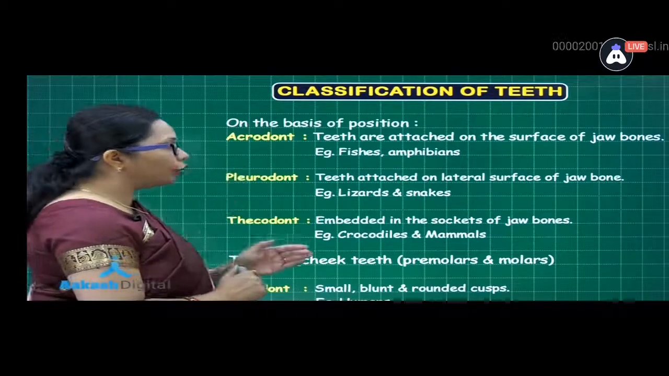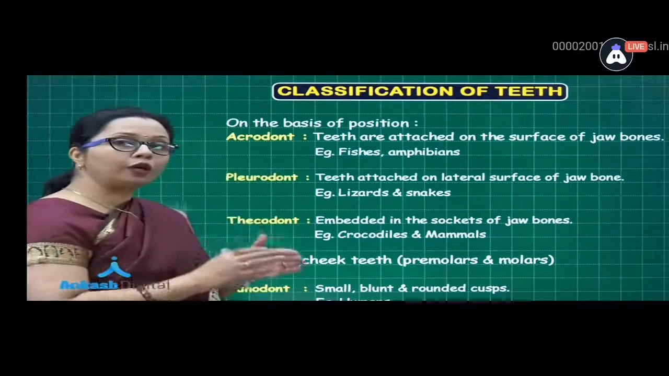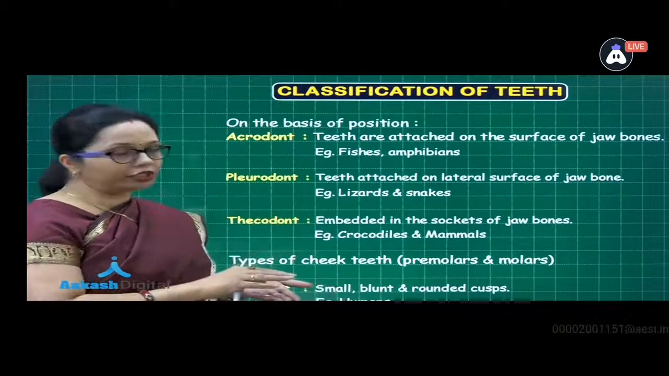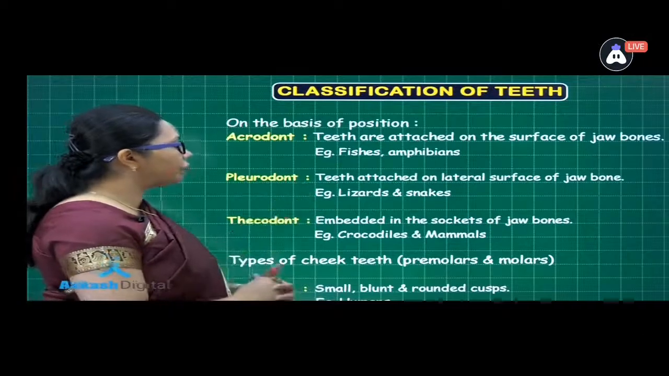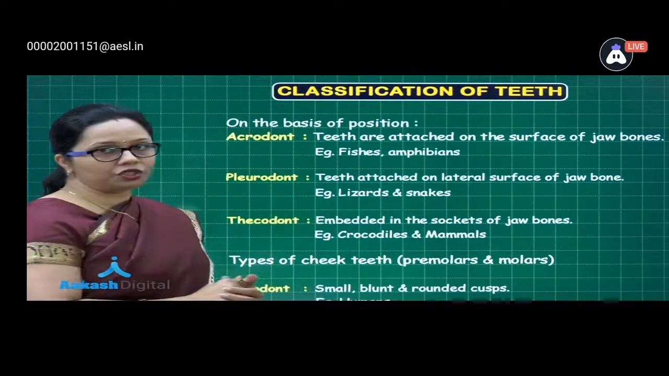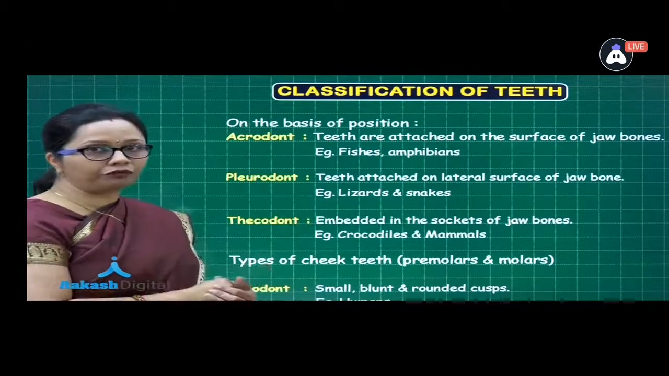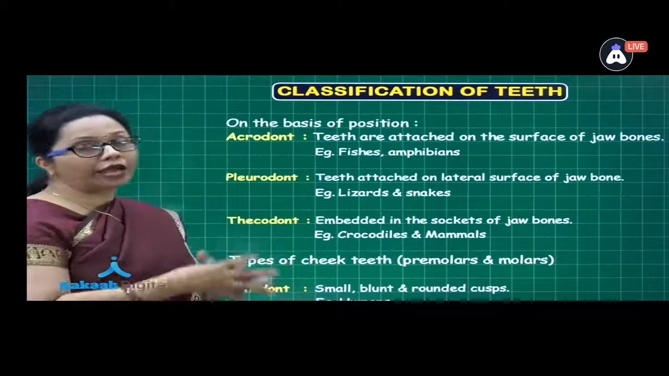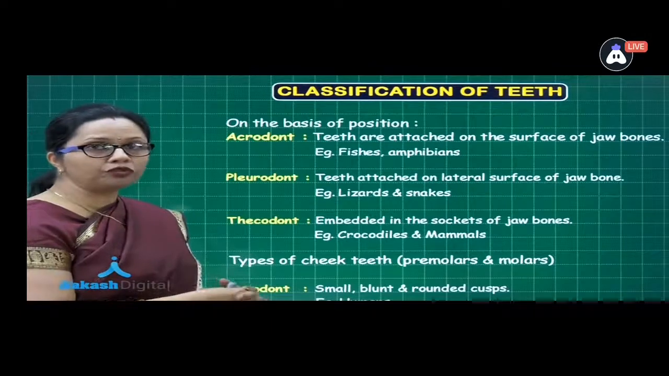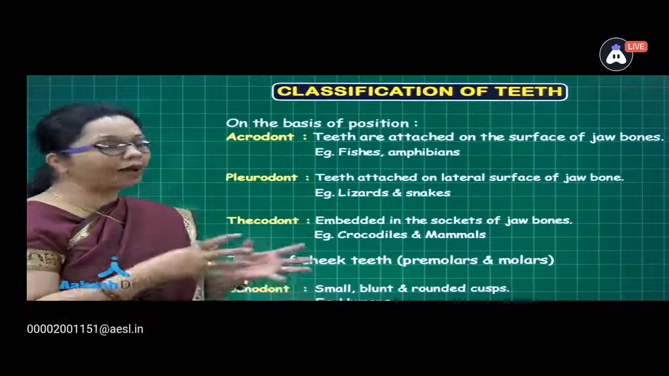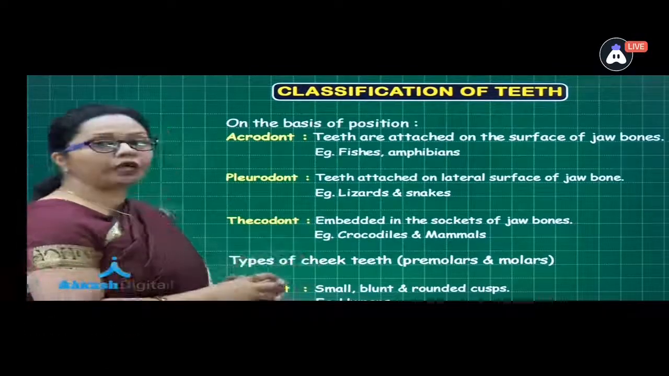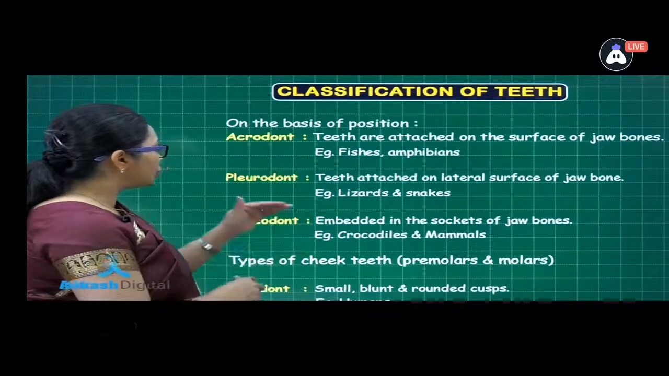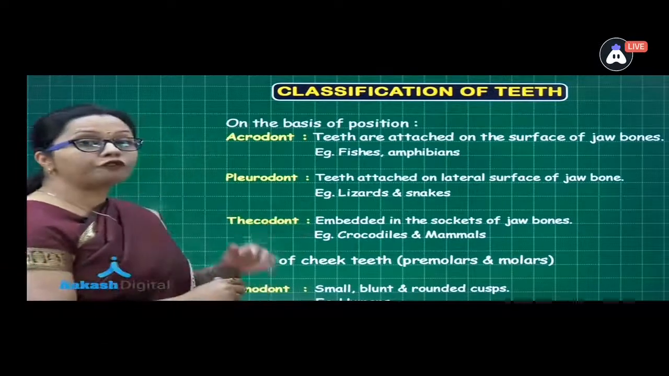The other one is pleurodont. Pleurodont teeth are also attached to the jawbone but from the lateral surface, not on the tip, and these types of teeth are found in lizards and snakes, and these are also not meant for chewing. And the last one is thecodont. Thecodont, as we have seen in the case of humans, is found in other mammals as well and also in crocodiles.